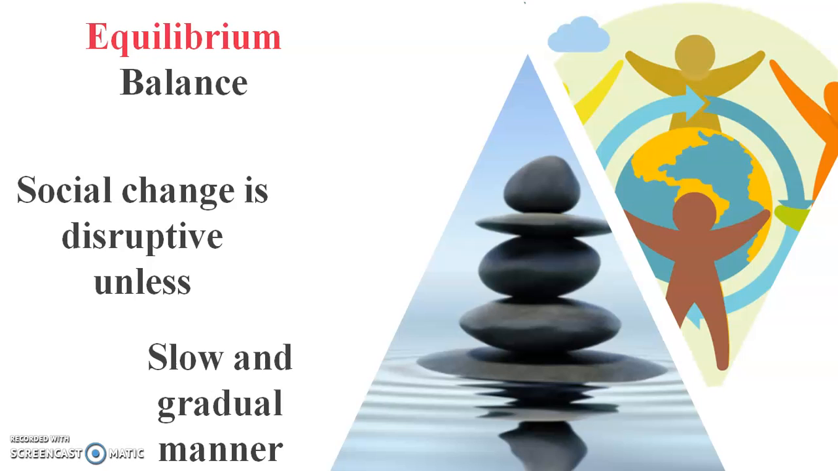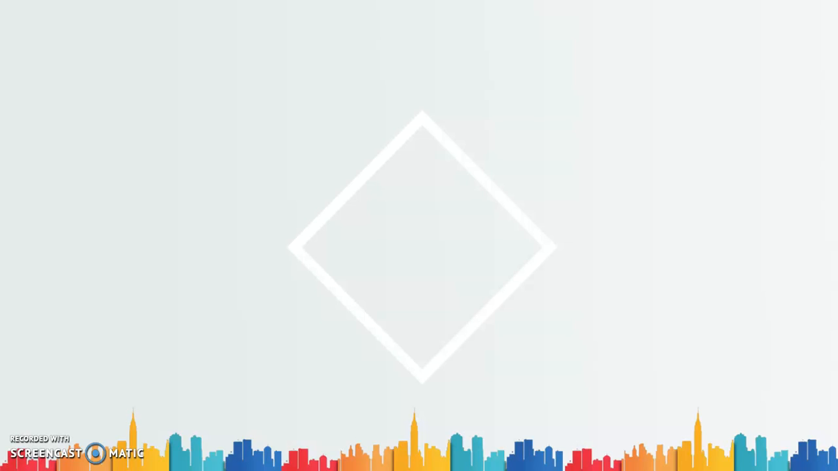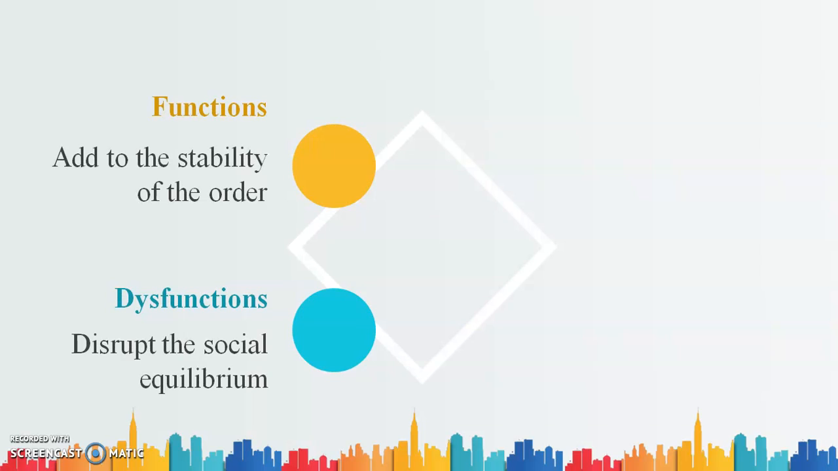Another example is that social changes that occur through war and revolution disrupt the equilibrium of the society, because they bring sudden changes in society. Functionalism assumes that social systems have their own functions or dysfunctions. The proper functions add to the stability of the order, whereas the dysfunctions may disrupt the social equilibrium.